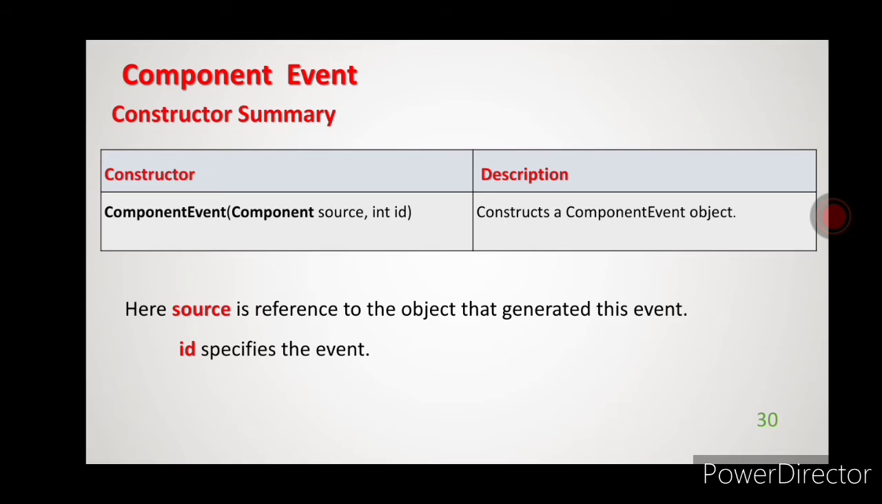Here they will use only one constructor. The ComponentEvent class will be used. ComponentEvent(Component source, int id), means from which source the component event is generating. It's taking 2 parameters. Source means the reference to the object that is generating the event. The id specifies which type of event is generating. This is about the constructor.